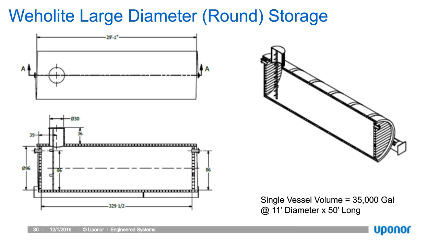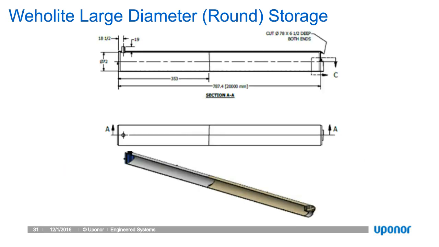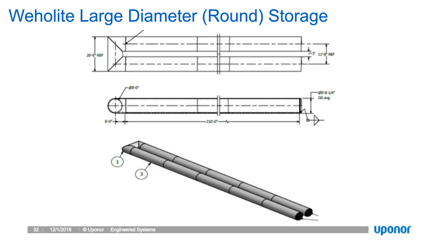However, if we require additional storage, we can connect those systems in the field, either end-to-end using extrusion welding in the field, which we'll cover, or with large diameter or small diameter manifold header systems at the ends to connect them hydraulically. Again, this just reinforces that infinite configuration of large diameter round storage structures.